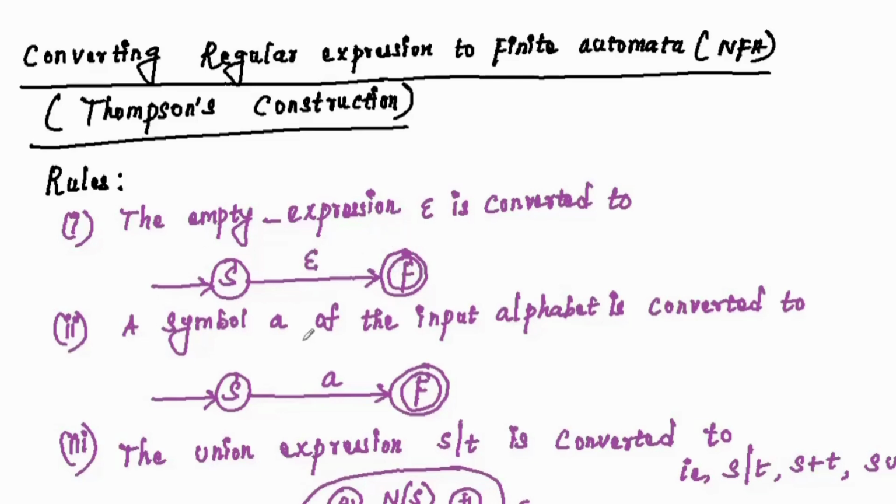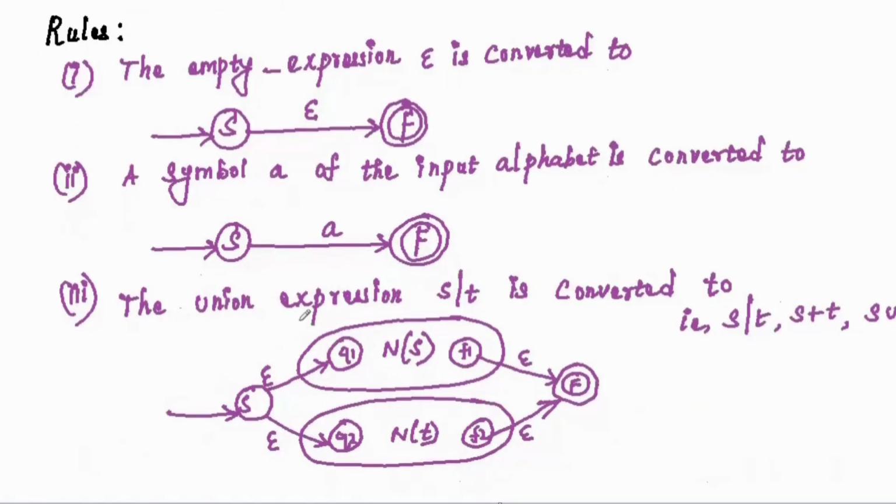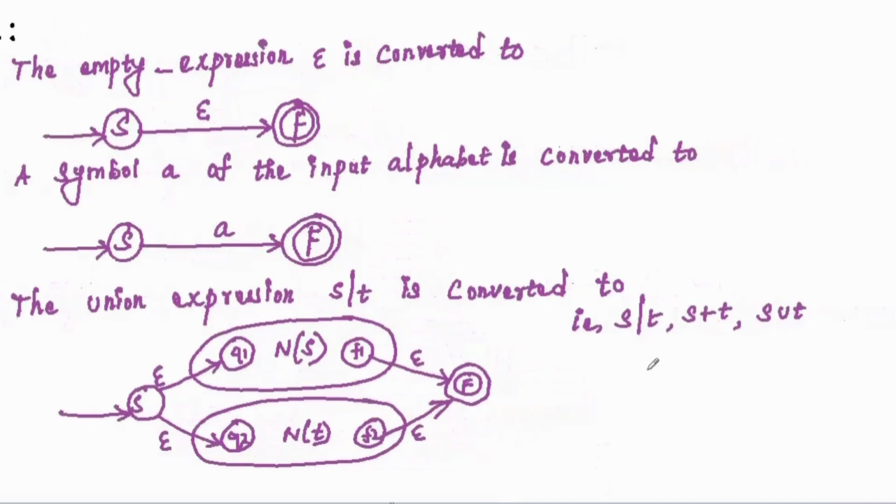Next, a symbol A of the input alphabet. Here input is A, creating a starting state S and final state F, with a transition S to F on the symbol A. Third rule, union expression. In this union expression, we have two inputs S and T. Union expression can be represented as S or T, S plus T, or S union T.